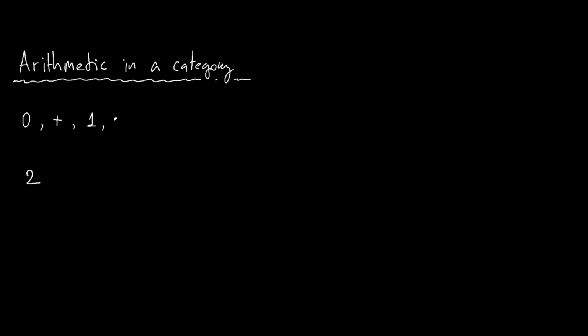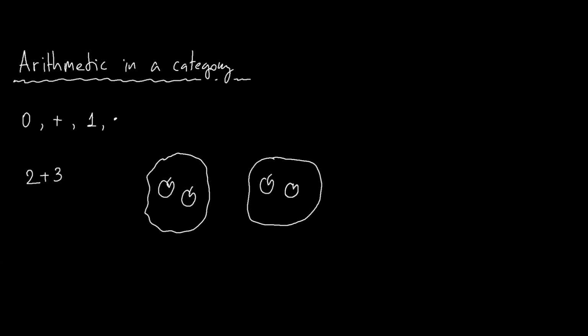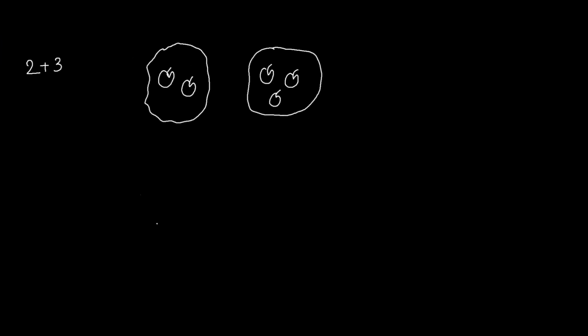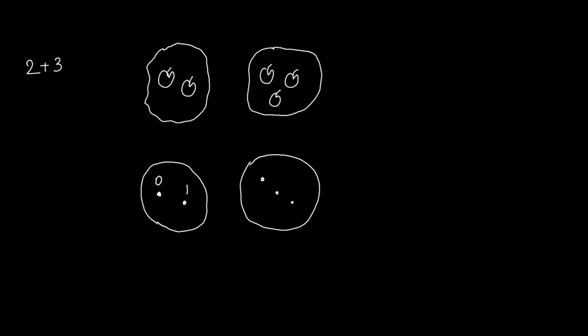For example, 2 plus 3 corresponds to a real life process of, let's say, combining 2 apples with 3 apples. Now, this process of combining 2 apples with 3 apples, before we count the apples, can also be viewed as a mathematical process where we take a set having 2 elements and we take its union with a set having 3 elements. So let's say the elements of the first are 0 and 1, and the elements of the second are numbers 0, 1, and 2.